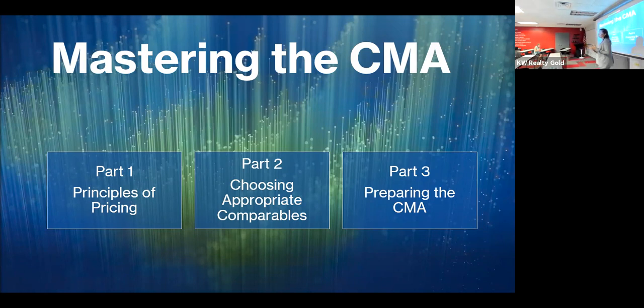So what are the documents that are out there? How can I make my life easier? Because a CMA should take you an hour, maybe a maximum of 2 hours if you have a hard property. It shouldn't take you 7 hours. If it's taking you 7 hours, you have made your life super difficult. Nobody has time for 7 hours of a CMA.